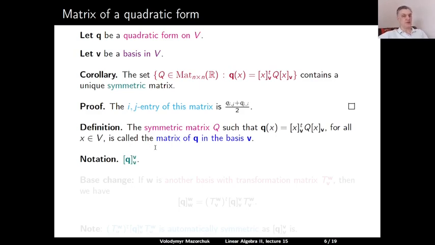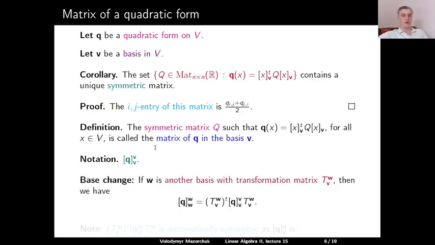From the previous slide, we already know how the matrix changes if we change the basis. If we take another basis, W, with the corresponding transformation matrix T_VW, then the matrix of Q in the basis W is equal to the transposed of the transformation matrix times the matrix of Q in V times the transformation matrix.